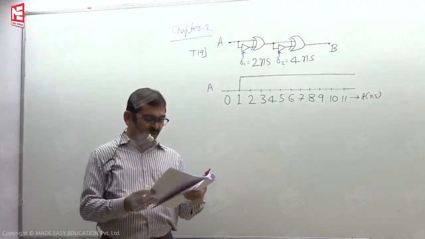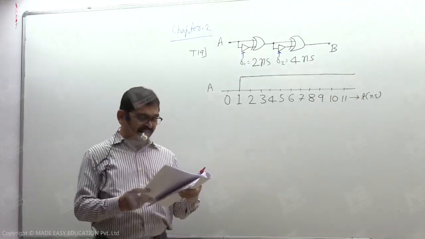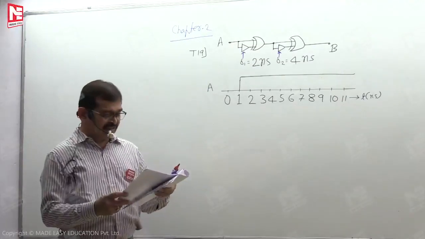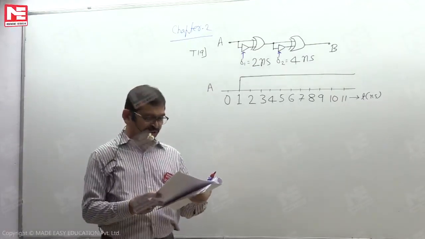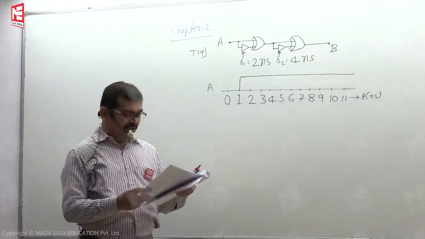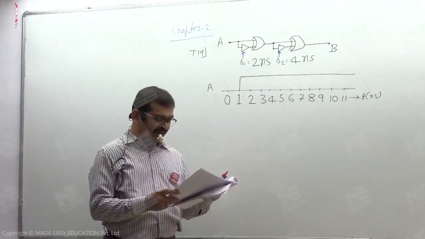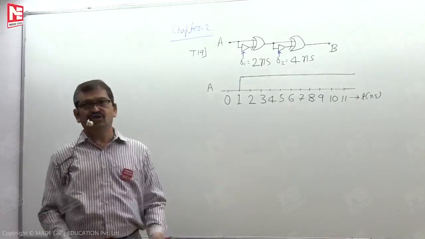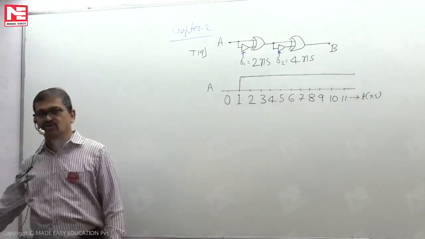Assume that all the gates, outputs and wires are stable at logic level 0 at time 0. If the following waveform is applied at input A, how many transitions occur at B during the time interval 0 to 10 nanoseconds is the question.